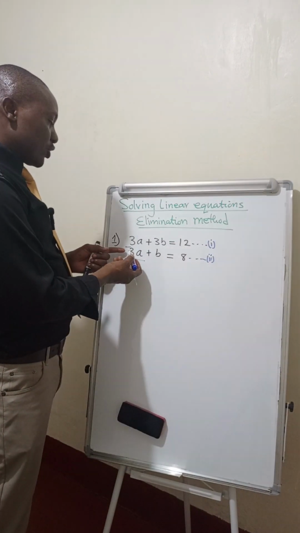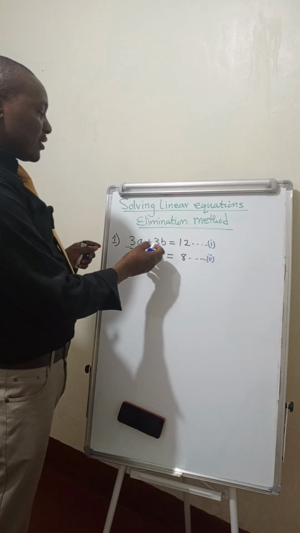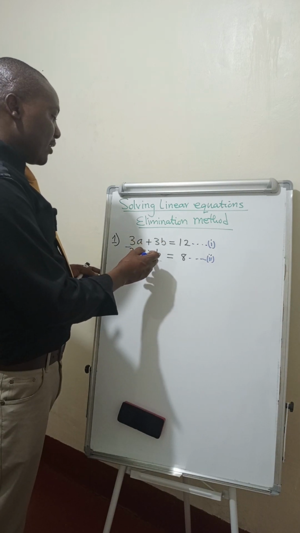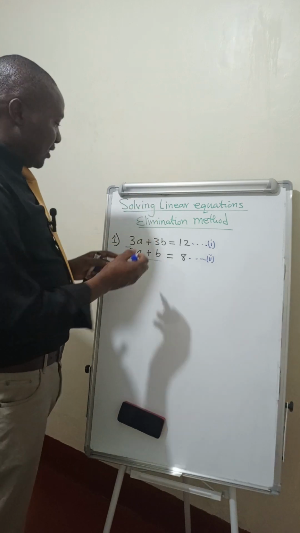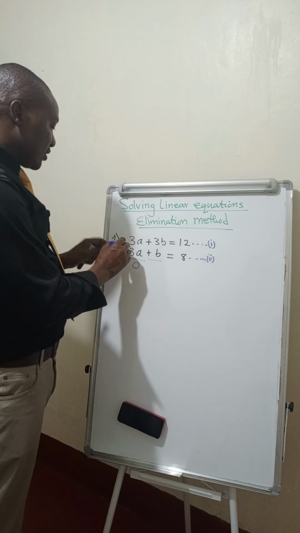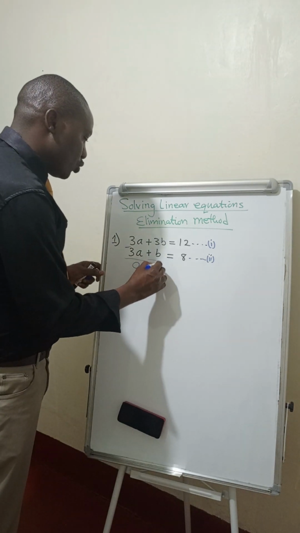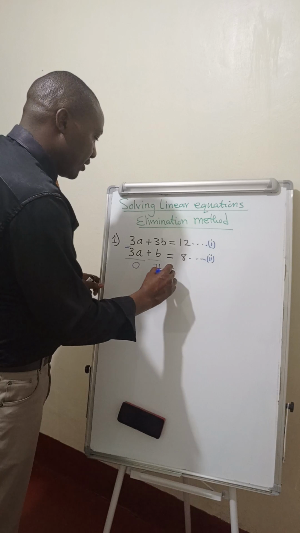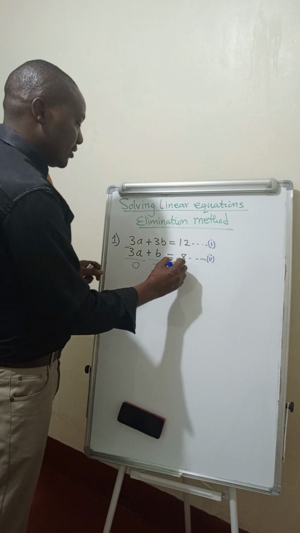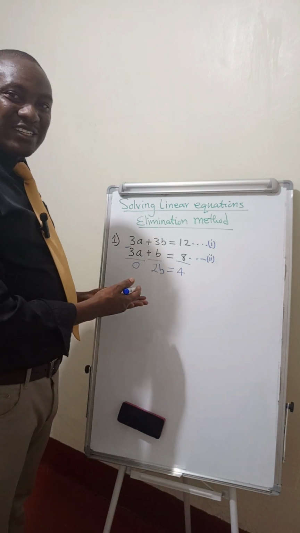So we did subtraction here. 3A minus 3A is 0. Do the same here. We have plus 3B. This is a positive number. This is a positive number. So 3B minus B. Remember, we are subtracting. So subtract this B from 3B. You'll remain with 2B equal sign. The same operation. 12 minus 8, you'll get 4. Look at how easy it is.